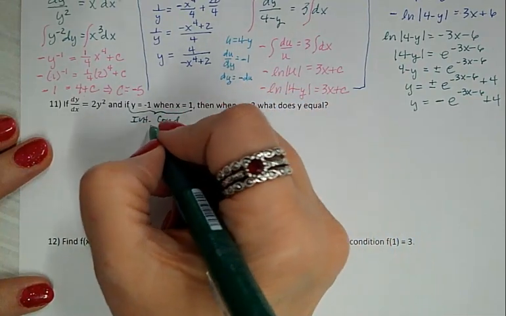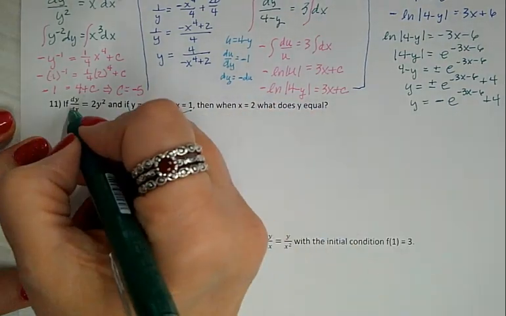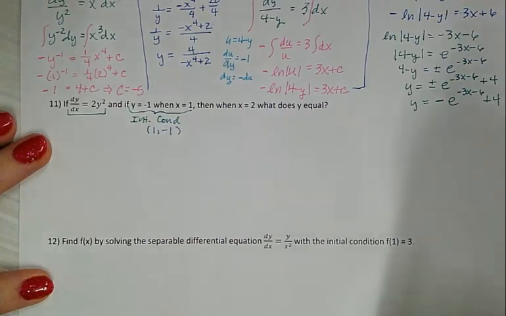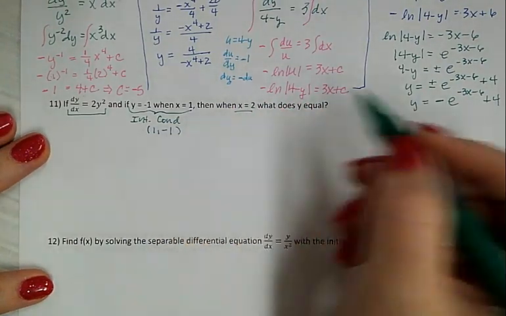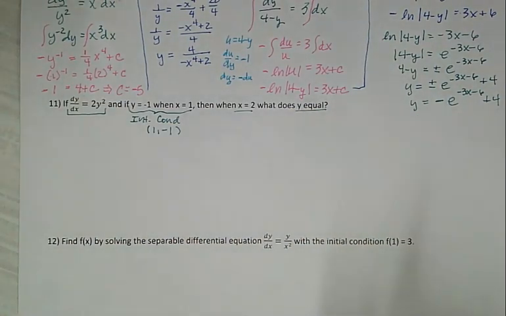So you can think of that as the point (1, -1). And then we have a differential equation here, so we know we're good there. And then it says, when x equals 2, what does y equal? So in the end, it might not just be finding an equation, but we're finding, in this case, an equation because we want y equals, which is going to produce the equation.